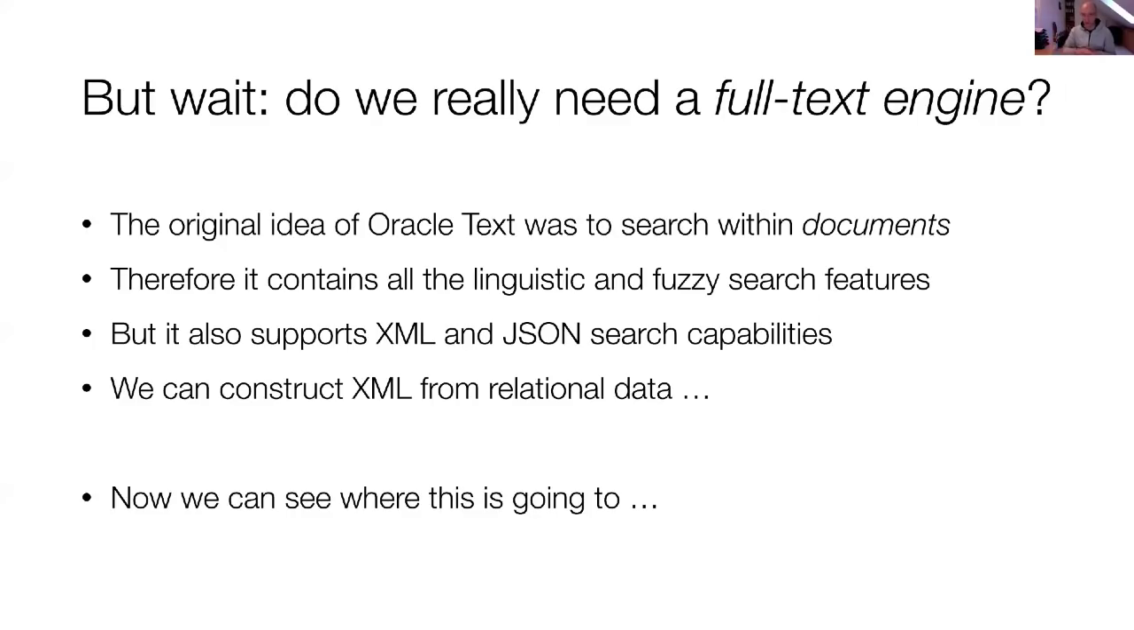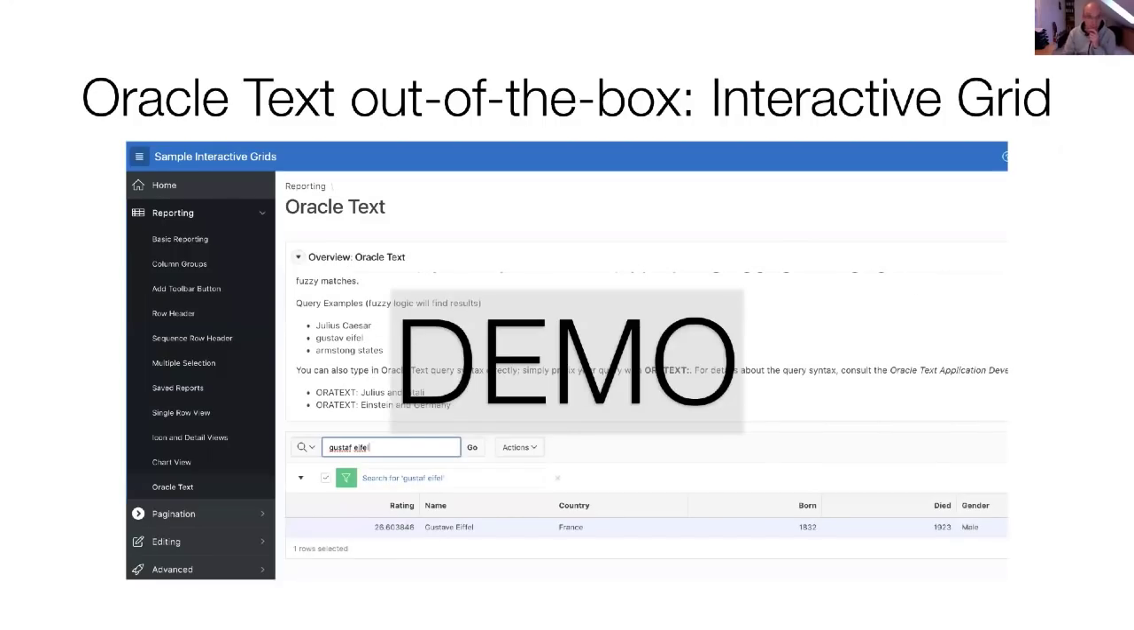And when it's done with indexing, it's destroyed immediately, right? So there is a way to have a text index on top of relational data. We need to do some bridge, some XML bridge, okay? But let's first have a look at what Apex delivers out of the box.